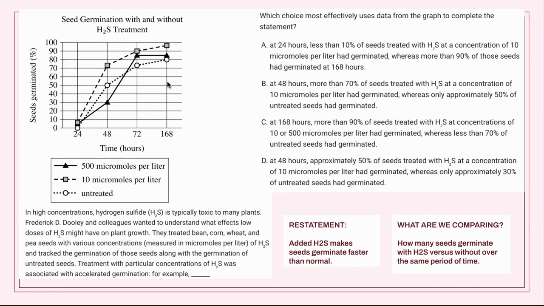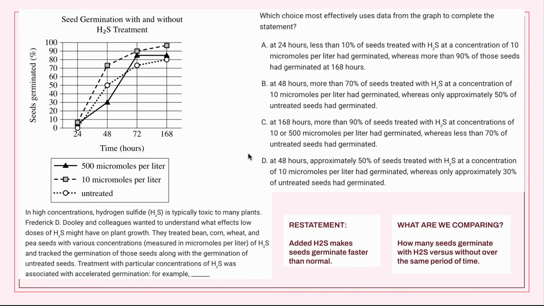So at 168 hours, at 10 micromoles per liter, yes, more than 90% germinated. For 500 micromoles per liter, which is this triangle bar, I can see that it's actually a little less than 90, so between 80 and 90%. So it's not more than 90% for both the 10 and 500 ones. It's only more than 90% for 10. So because this is saying wrong information that didn't actually happen in the experiment, this is wrong, even though it sounds right.